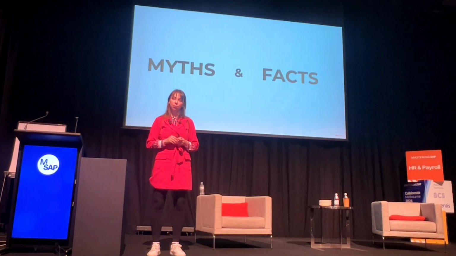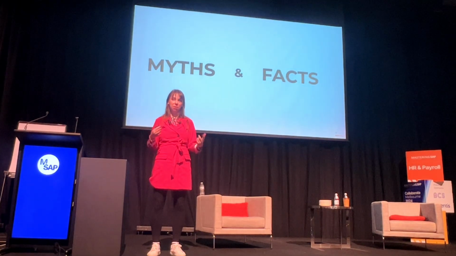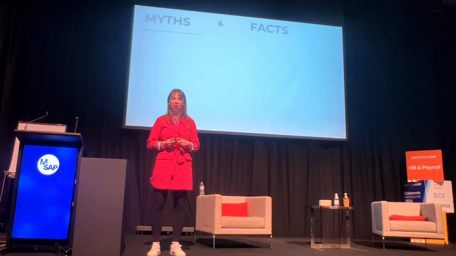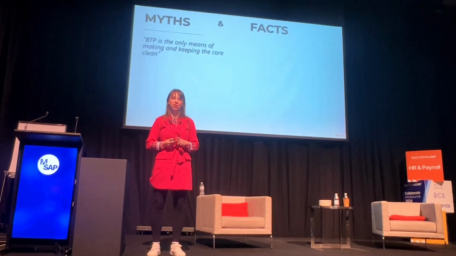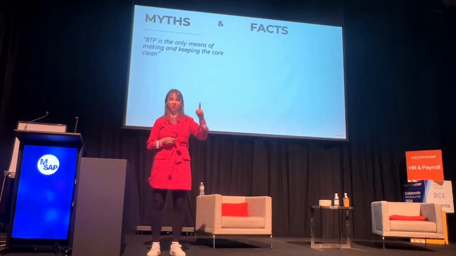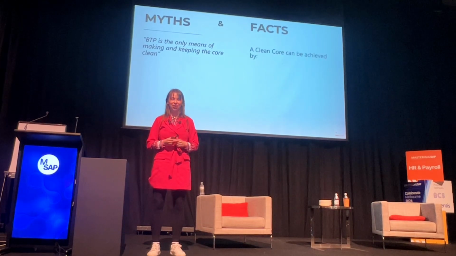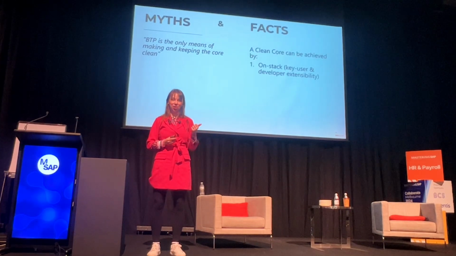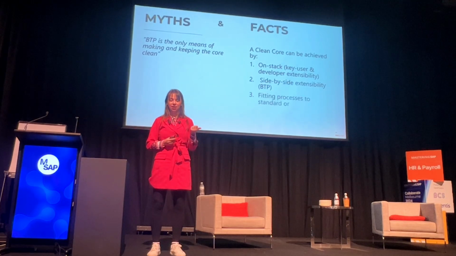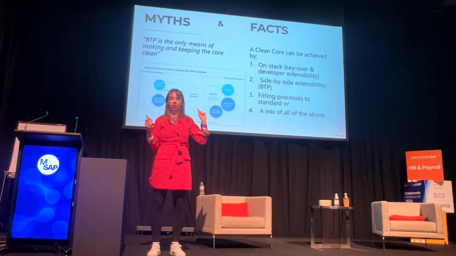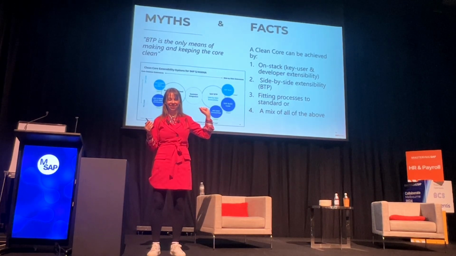But I want to come a bit to the end where we talk about these myths and facts again. Remember these from the beginning. So let's now quickly go over them again. The first one was that BTP is the only means of making and keeping the core clean. Yes or no? No. So you can achieve it by using on-stack and side-by-side, fit as much to the standard process as you can, or a mix of both, right? You can do a mix and match as much as you like. Remember this slide that I showed you from earlier.